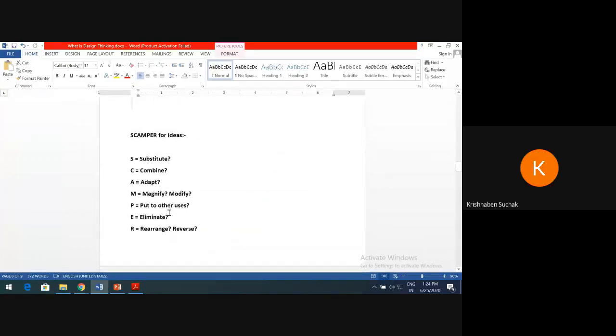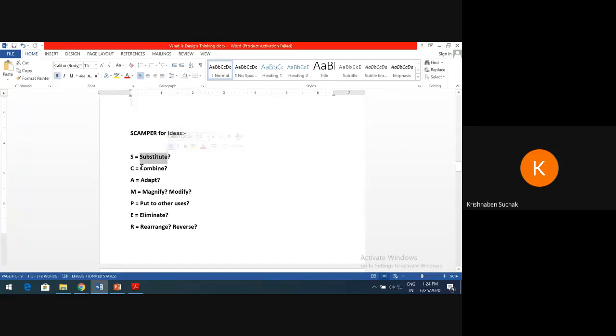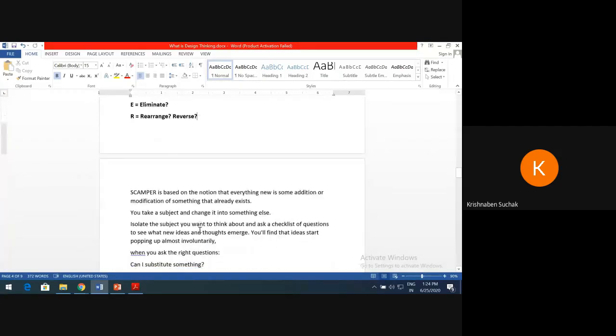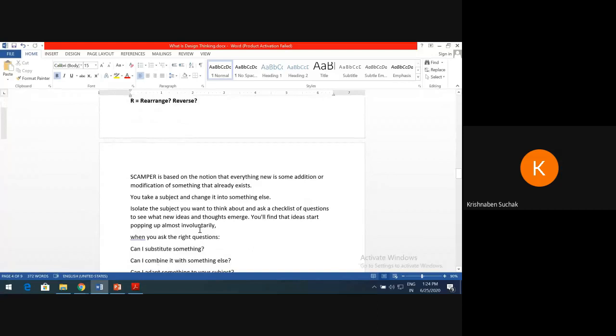our one topic, that is SCAMPER for ideas. Okay, so what is SCAMPER? The full form of SCAMPER is given here. S is substitute, C is combine, A is adapt, M is magnify or you can say modify, P is put to other uses, E is eliminate, and R is rearrange or reverse. So whenever you are thinking about innovating something new or going for something new, you have to think about these points. You have to ask certain questions to yourself. Okay, so what is all this?